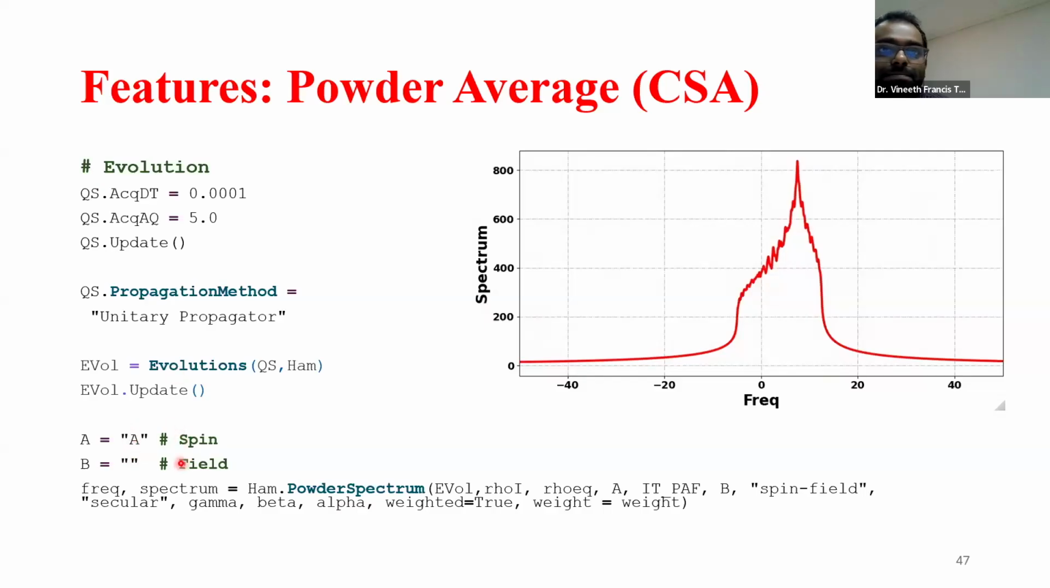Now this is a CSA, so it is a spin-field interaction. You can define the variable A as A, which corresponds to the spin A, and this is a field. You are going to use the powder spectrum function defined in the Hamiltonian.